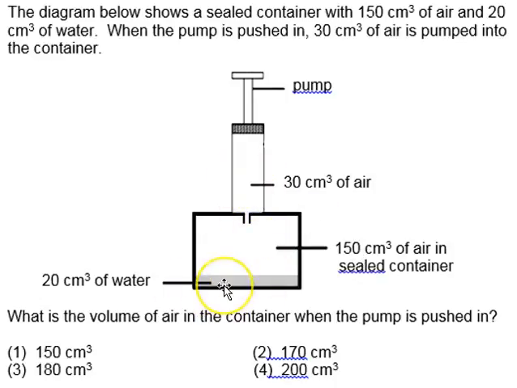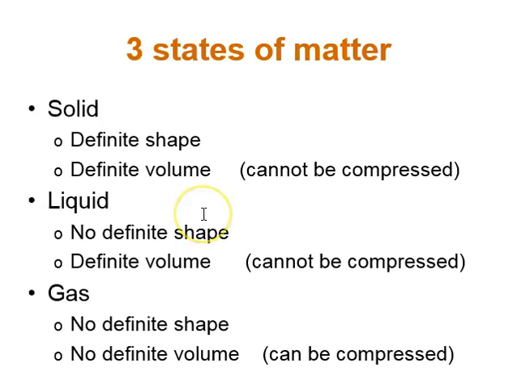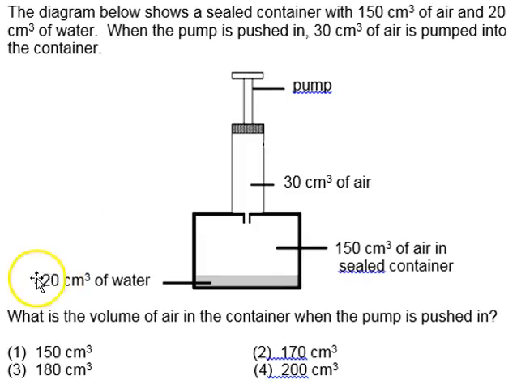How about the water here? Can the water here be compressed? Well, we know that water has a definite volume. It cannot be compressed. So the volume of water will remain 20 cubic centimeter because water cannot be compressed. But the volume of air here will remain 150 cubic centimeter because the two pockets of air here can be compressed together depending on the size and the volume of the container. In this case, it will still remain 150 cubic centimeter of air.